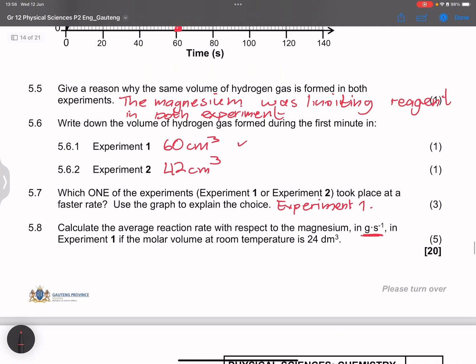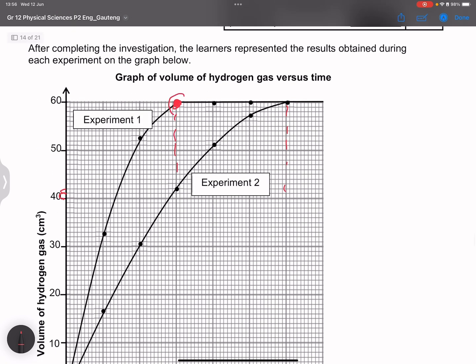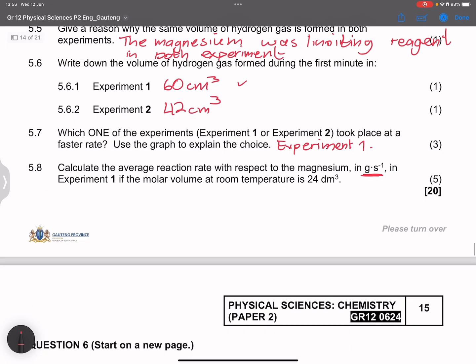But now, remember, what do I have in experiment 1? I know how much of the gas I formed. That's in cubic decimeters. So I formed 60 cubic centimeters. So I'm going to say that the number of moles of hydrogen would be the volume divided by the molar volume. So in this case, the volume is 60 cubic centimeters, but I'm going to convert it to cubic decimeters because my molar volume is also in cubic decimeters. So I'm going to divide 60 by 1,000. 60 divided by 1,000 gives me 0.06.